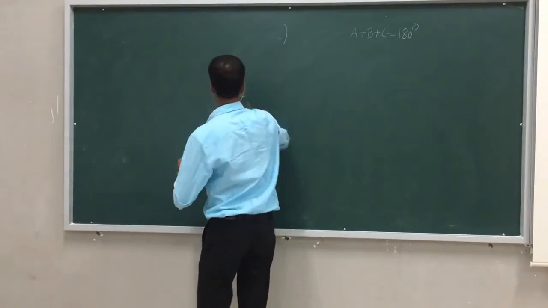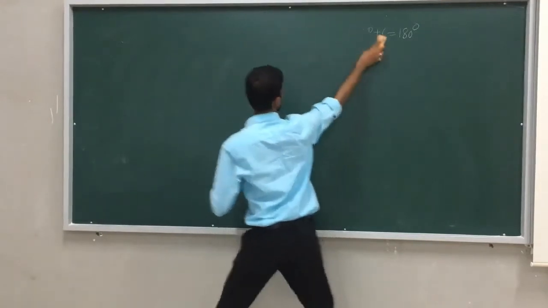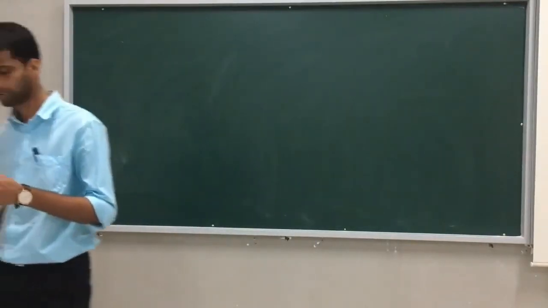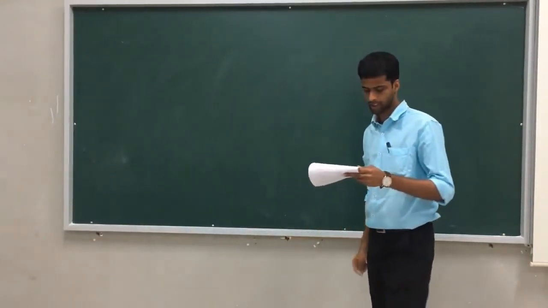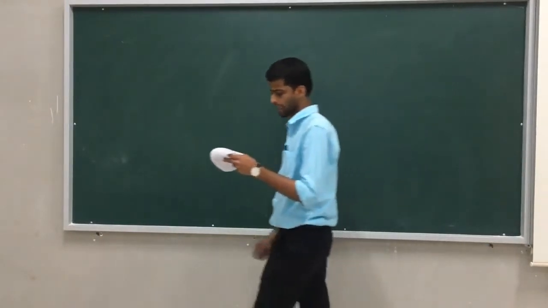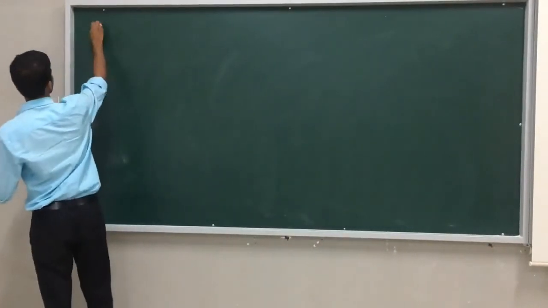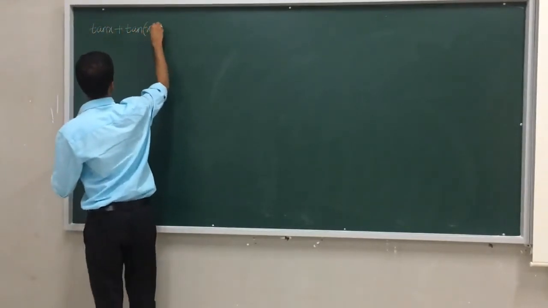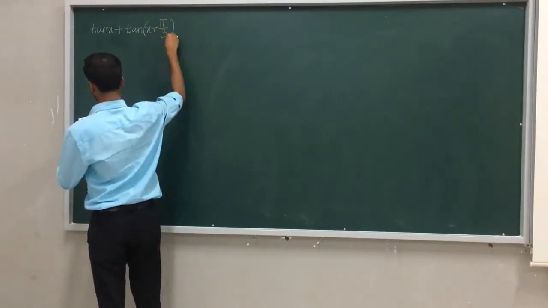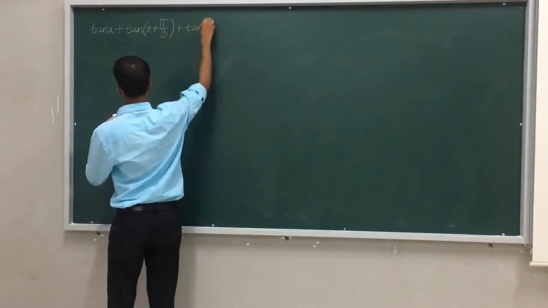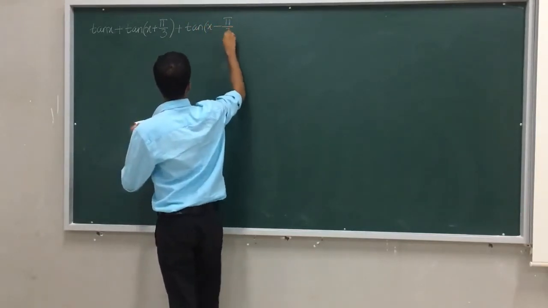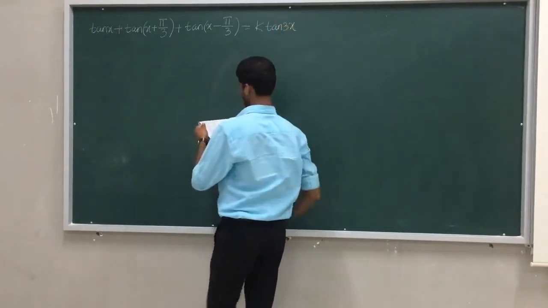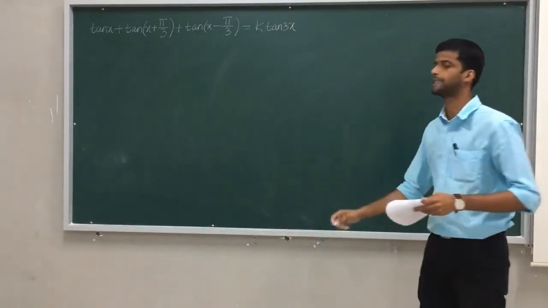Now we will discuss the next question. Some questions need to be solved systematically, otherwise getting the answer is a tedious process. The next question is, if tan x plus tan of (x plus pi by 3) plus tan of (x minus pi by 3) is equal to k times tan 3x, the value of k is.